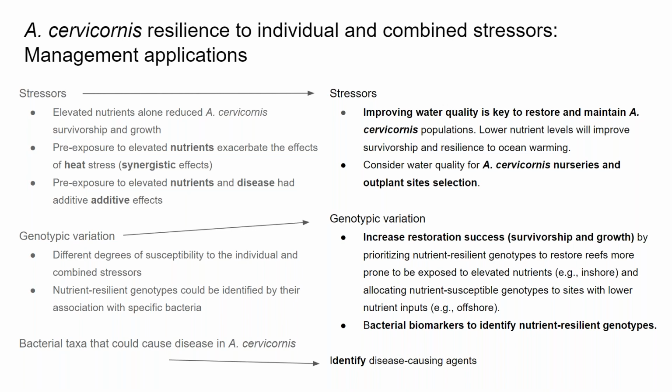Also, we could increase restoration success by prioritizing these nutrient-resilient genotypes to restore reefs that are more likely to be exposed to elevated nutrients, such as in inshore locations. And also we could allocate more nutrient-susceptible genotypes to sites with lower risk of elevated nutrients, such as offshore locations. Also, we could develop biomarkers for the bacterial taxa that would allow us to identify more nutrient-resilient genotypes without having to run them through these stress experiments. And finally, perhaps we could identify some of the disease-causing agents for Acropora cervicornis.